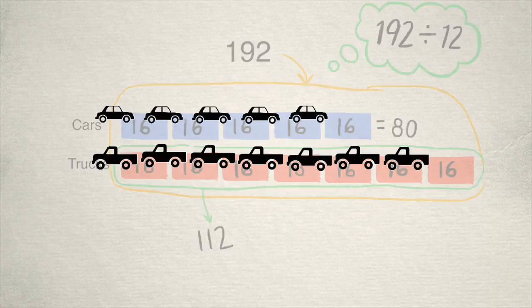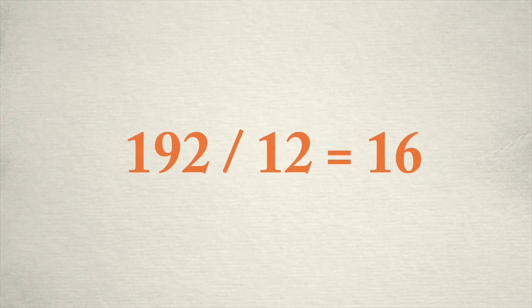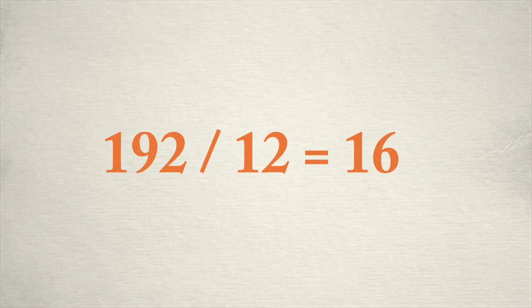And so, though we started with a ratio of 5 cars to every 7 trucks, and the information that there are 192 total vehicles, we took our units of cars and trucks and put them together to see how many total units we had. We had 12 total units. And because we knew 192 was the total number of vehicles, we divided those 192 vehicles into those 12 units and found that there would be 16 vehicles per unit.